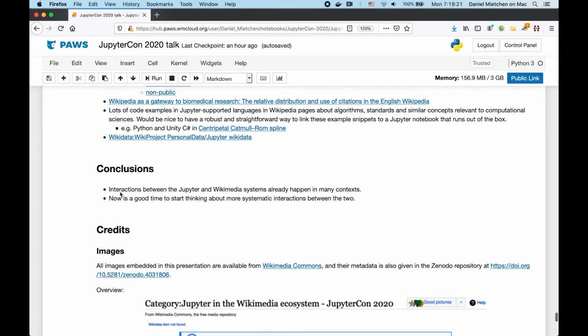And the conclusion is there are lots of interactions already between the Jupyter and Wikimedia ecosystems. They happen in multiple and diverse contexts. And now is a good time to start thinking about doing this more systematically.